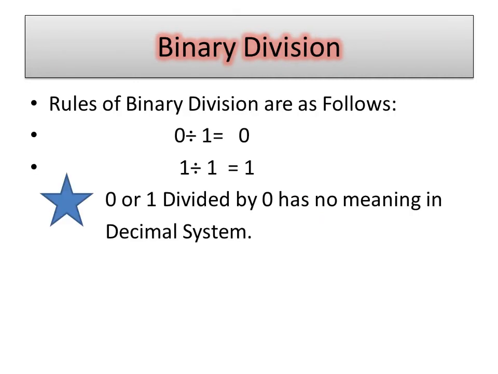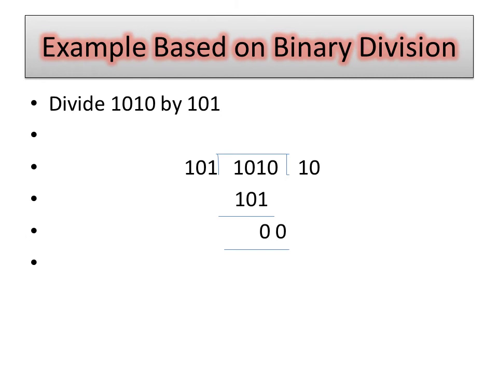What are the rules of binary division? The rules of the binary divisions are as follows. 0 divided by 1 is equal to 0 and 1 divided by 1 is equal to 1. Like in maths, you already know that if we divide 0 or 1 by 0, it has no meaning. Is that clear? The division by 0 is not possible. So same as the rule here. Now let us see the examples based on the binary division.